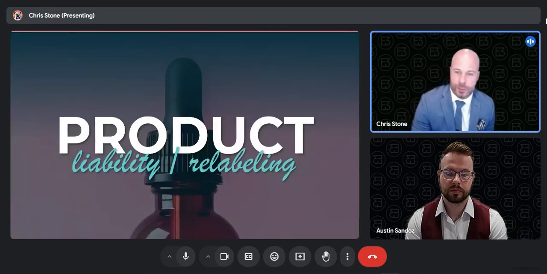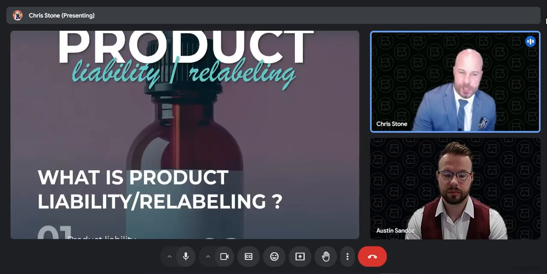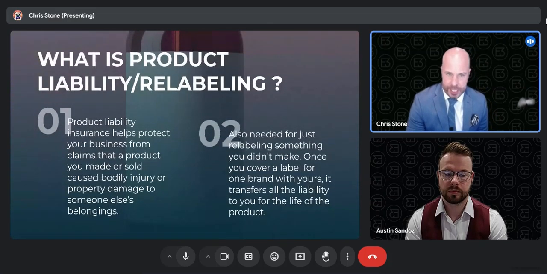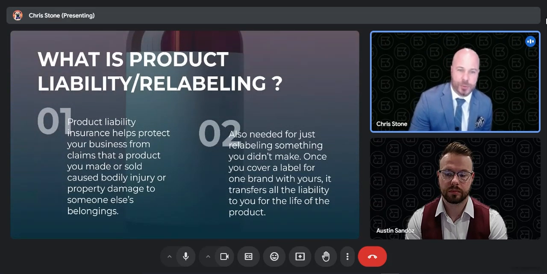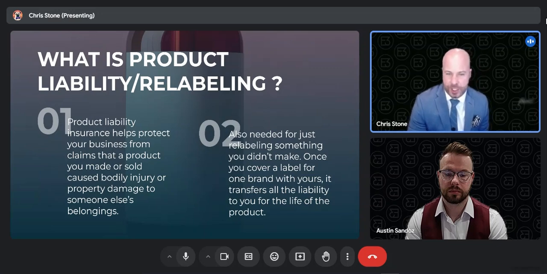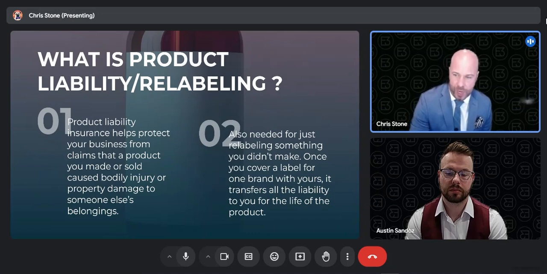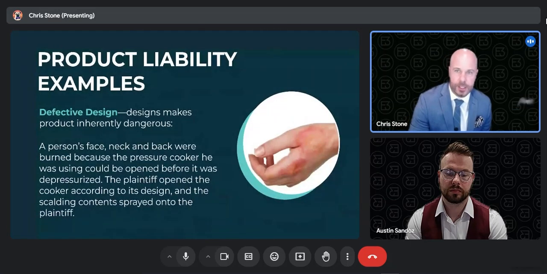Product liability and relabeling. This is a big one. What is product liability relabeling? So product liability is insurance that helps protect your business from a claim that a product you made or sold caused bodily injury or property damage to someone else. Also needed for just relabeling something you didn't make. Once you cover a label for one brand with your own, it transfers all the liability to you for the life of the product.